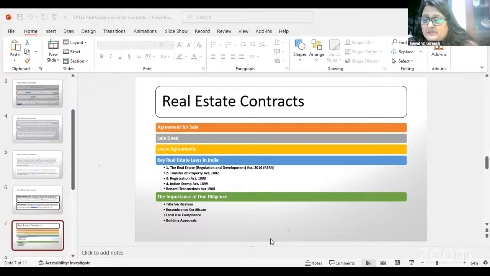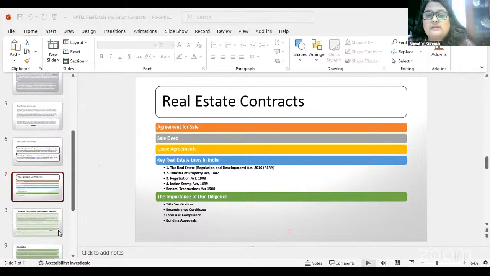The apartments will be given some kind of floors. So all these building approvals should be looked into when you are entering into a real estate transaction, and these form an important part of your contract of real estate. So I think these things are clear.